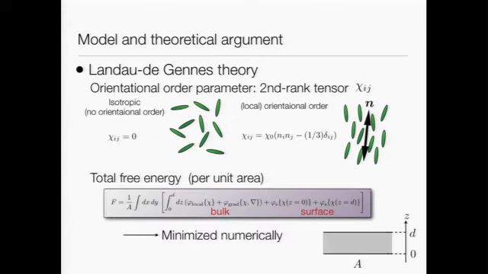The total free energy of this system as a functional of this orientational tensor order parameter is given like this. Now we are considering liquid crystals sandwiched by two surfaces, and there are two contributions, one from the bulk and one from the surface. In the following slides, I show you the results of the configuration minimizing this free energy.